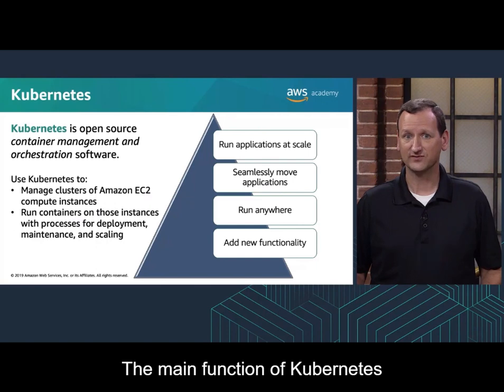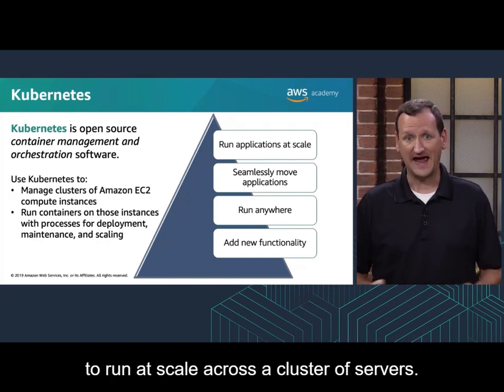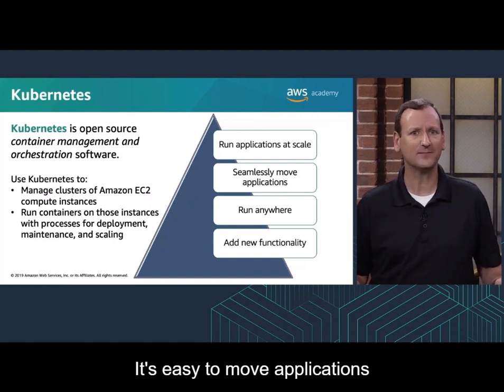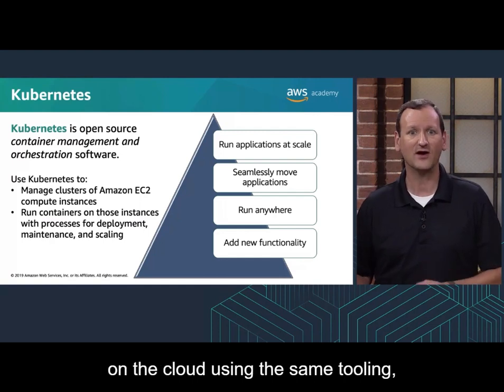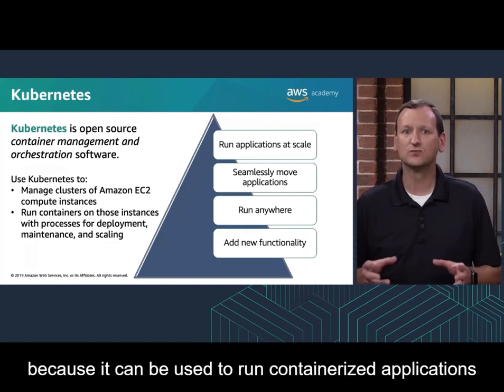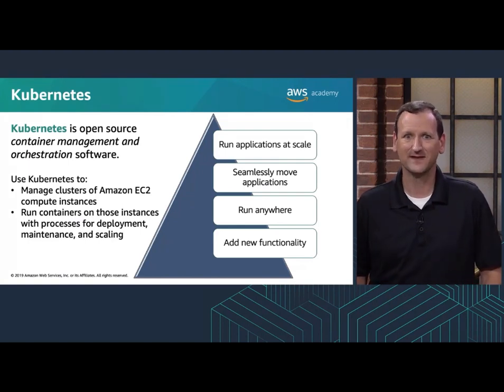The main function of Kubernetes is to enable containerized applications to run at scale across a cluster of servers. It's easy to move applications from local development machines to production deployments on the cloud using the same tooling, and this is one of the key advantages of Kubernetes because it can be used to run containerized applications anywhere without needing to change the operational tooling.